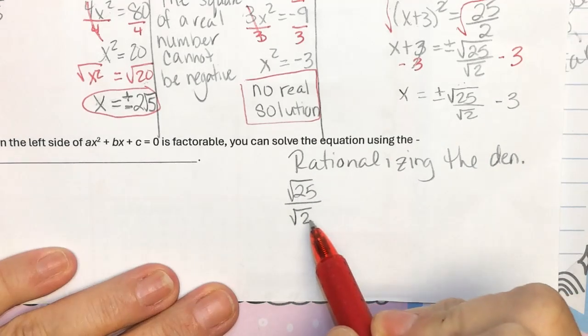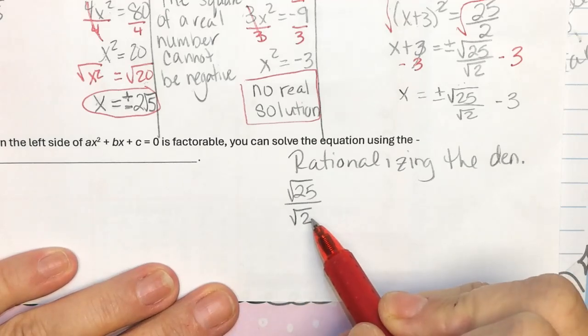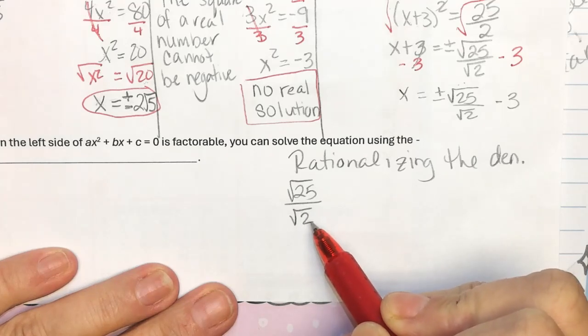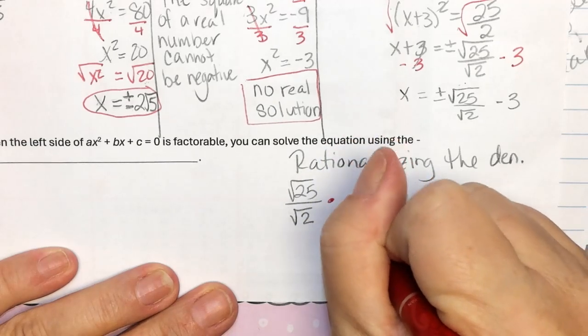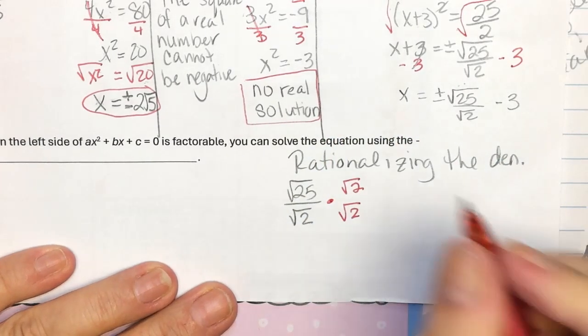All right. So what that means, we can't have this square root. So if we have 25 over the square root of 2, we can't have this. So what could we multiply to 2 to make it a perfect square? Well, I know the square root of 4 is perfect. And so therefore, if I multiplied this by 2, that would give me 4. So I'm going to multiply this by the square root of 2 because I want 4.